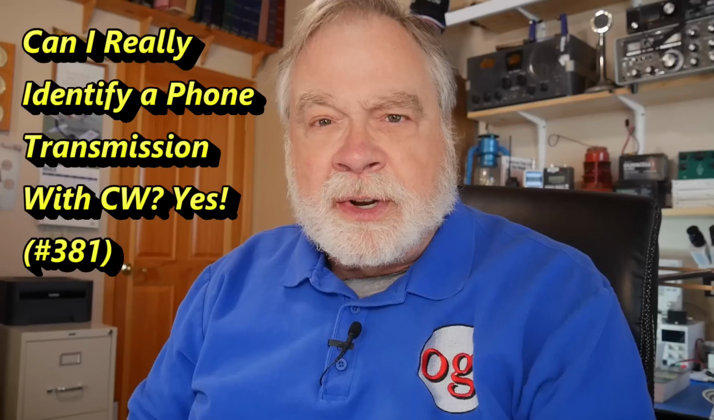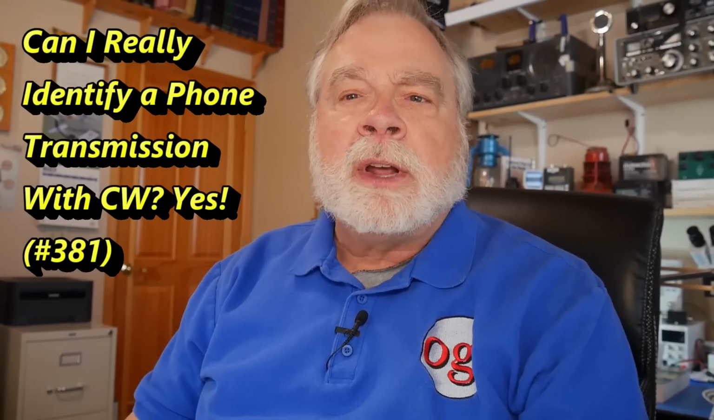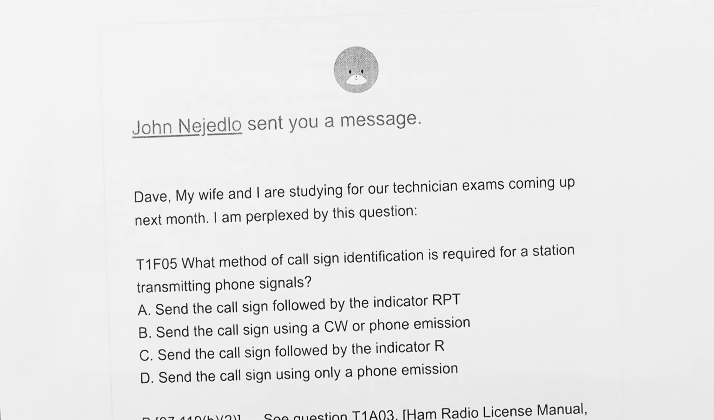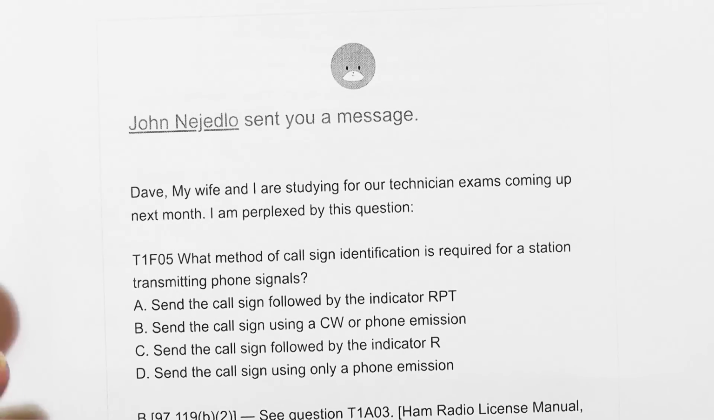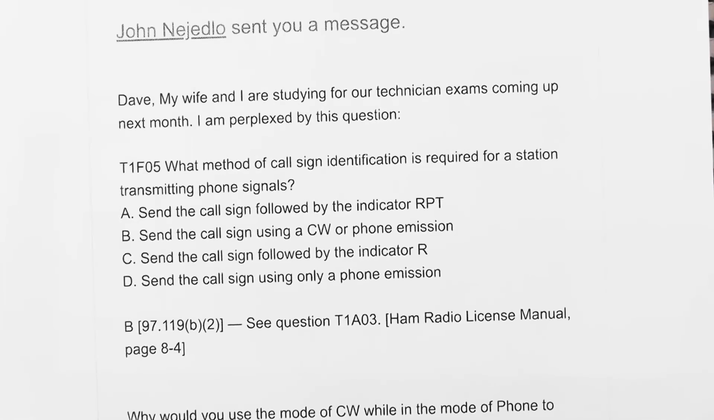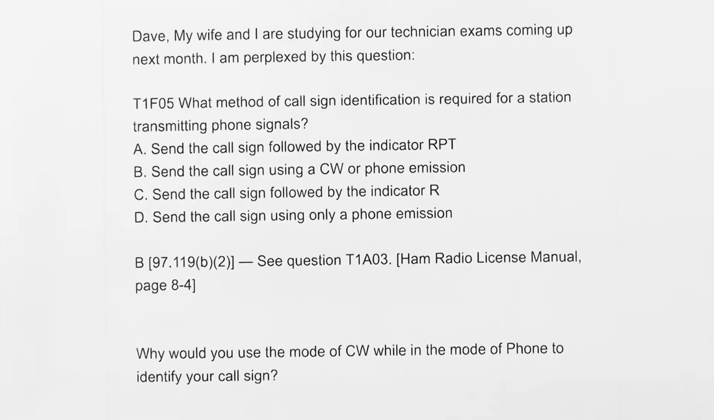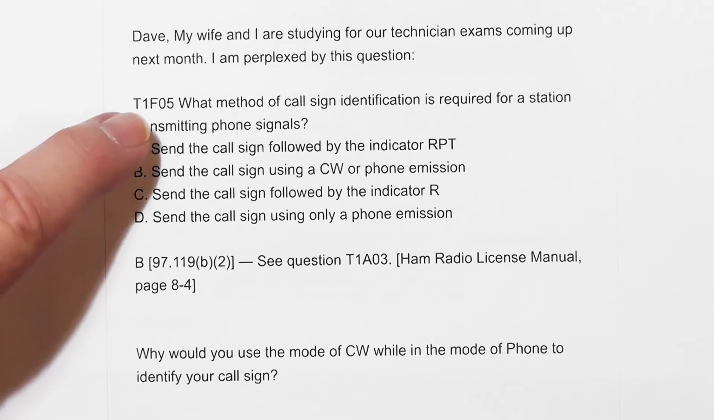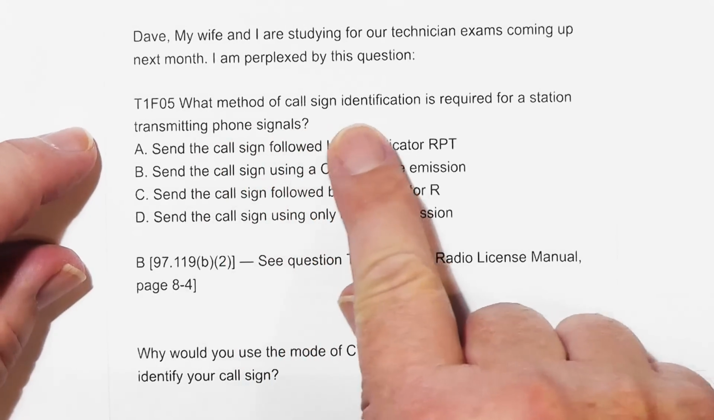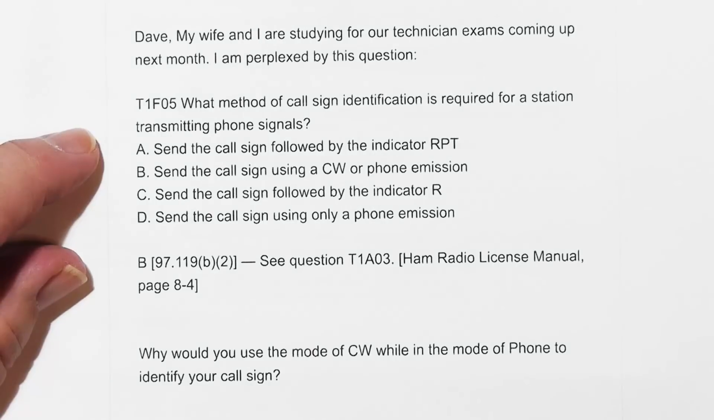I got a question from a patron, and I want to go through the answer on the subject of station identification. This is from John Nehedlo, and he sent a message, and it says, Dave, my wife and I are studying for our technician exams coming up next month, and he's perplexed with this question. The question is T1F05. What method of call sign identification is required for a station transmitting phone signals?